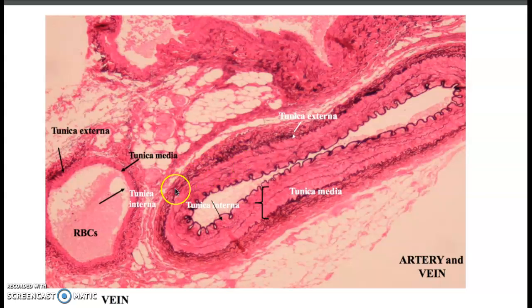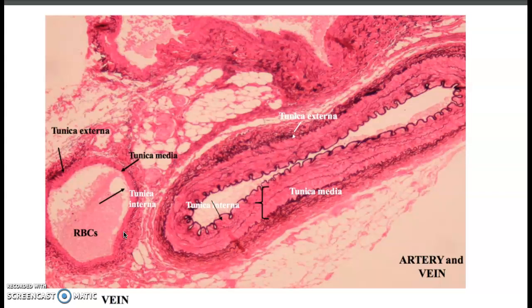When we see a cross section like this one, we can see here the artery and here the vein. Arteries are essentially round and have a thick tunica media, which is the muscle part, and veins have a much thinner tunica media, and usually they appear flattened or collapsed.